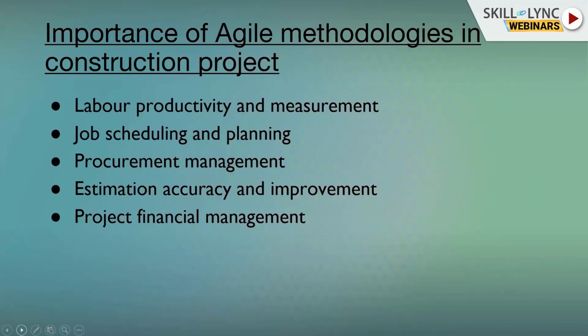coming to the importance of agile methodologies in construction projects. Agile improves labor productivity and measurement at project sites by dividing the entire project into various sub-projects, thereby narrowing down the planning and execution work. Agile helps in optimizing job scheduling and planning by implementing an iterative and incremental approach rather than the traditional waterfall approach. Agile also helps in optimizing procurement management by correctly forecasting the required materials for completing the project on time.